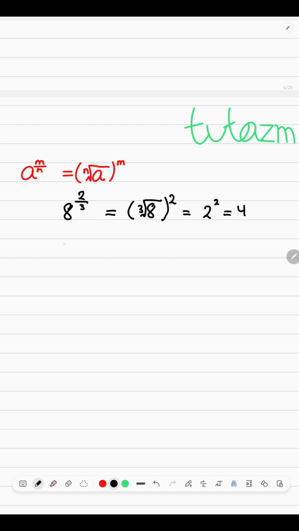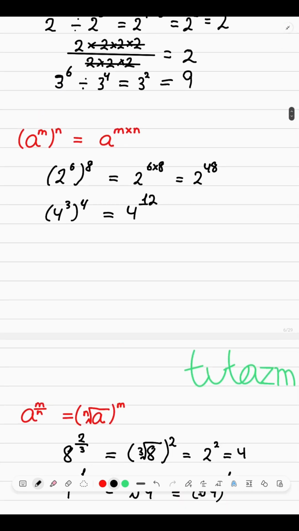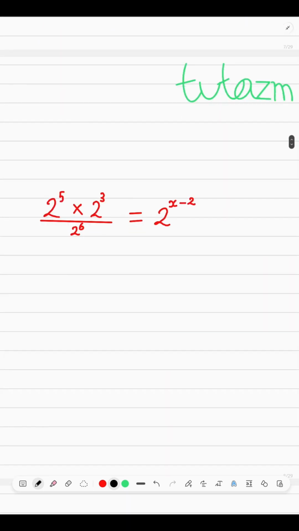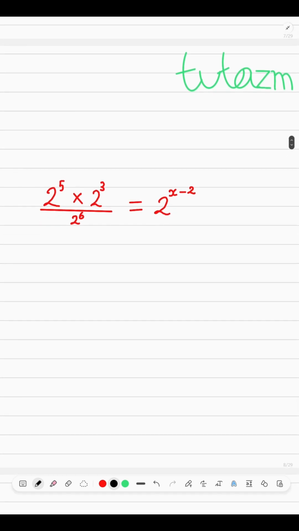This also means that if you had something like 4 to the power of half, this is the same as just the square root of 4. So that's all of the laws of indices. Have a go at this question. Pause the video now and have a go at this question.